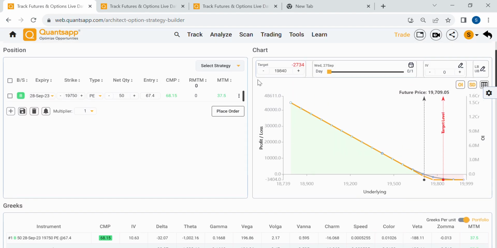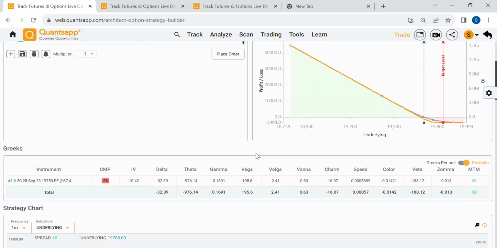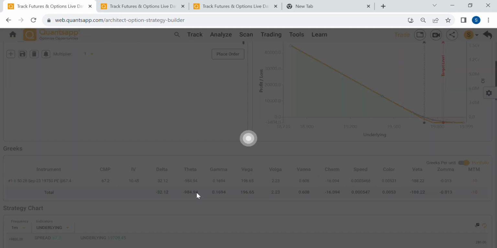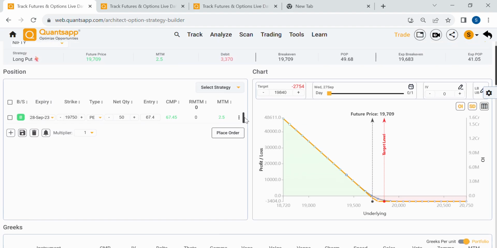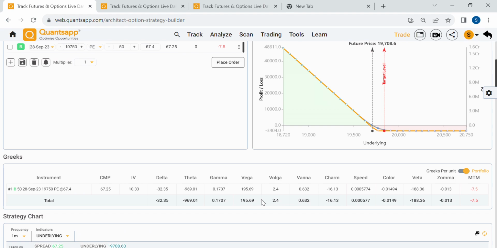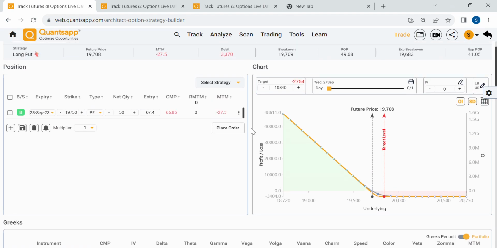So if I'm having a bearish view on the market for tomorrow, right, then this strategy will make a lot of sense. Why? Because the Vega is positive. However, the Theta is negative. We will come to that. But the Vega is positive over here. So the directional benefit, I'll get, that is for sure. But I'll also get the benefit of Vega in this strategy.